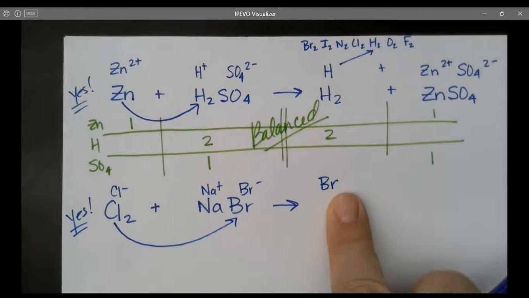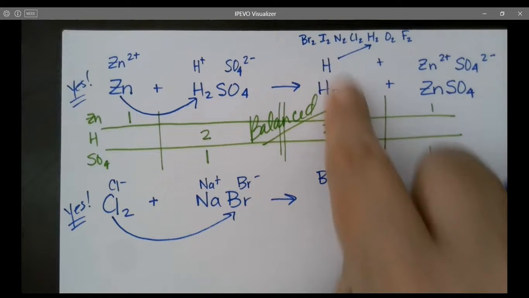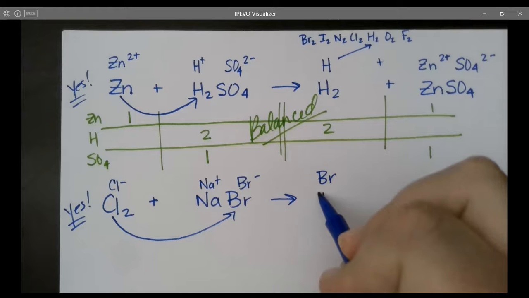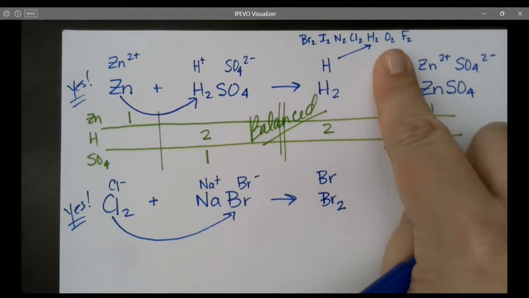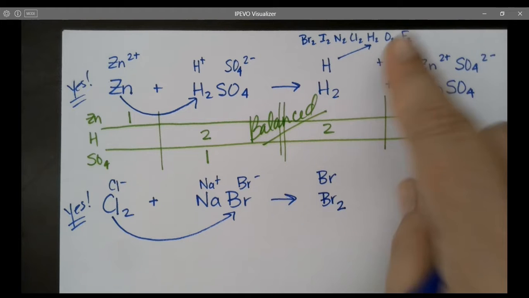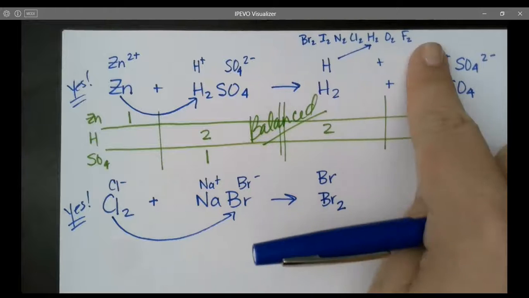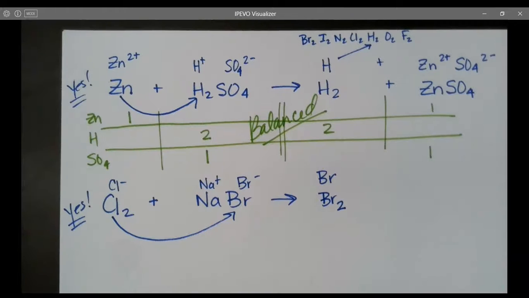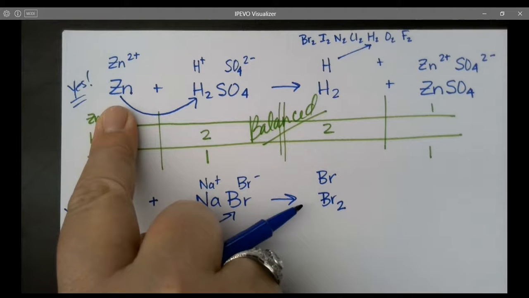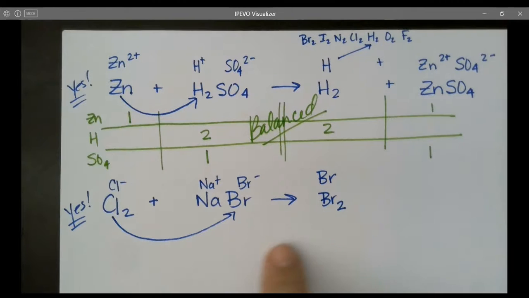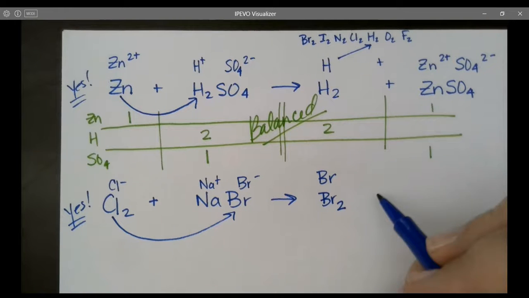Okay, so that means my element that's going to get kicked out is Br. And then I have to ask myself, okay, is Br part of Brinkelhoff? And it is. Br is part of Brinkelhoff. So it's going to be listed as Br2. If it were some other element other than these 7, it could be written as just a single atom. Like zinc was a single atom, and that was okay because it's not part of Brinkelhoff. But if you're one of these 7 elements, you've got to be in diatomic form.